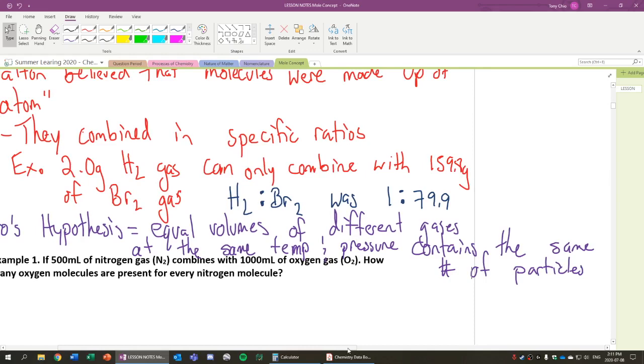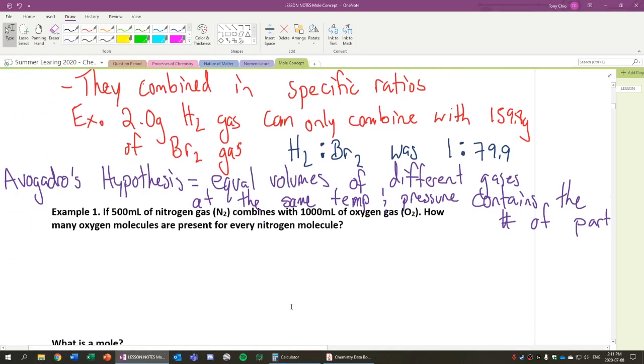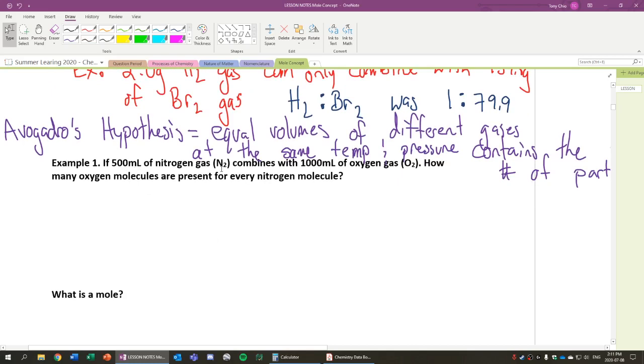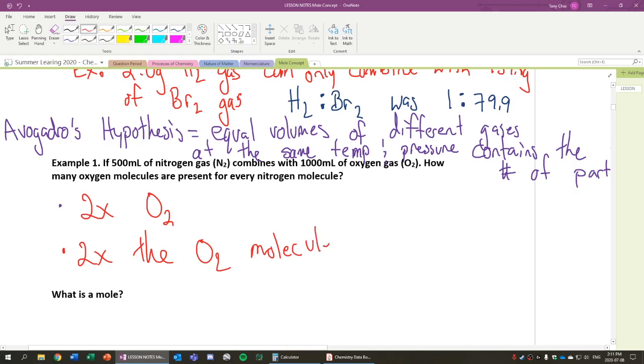And this Avogadro's name is going to come back again in this unit. But let's look at this example here. If 500 milliliters of nitrogen gas combines with 1,000 milliliters of oxygen gas, how many oxygen molecules are present for every nitrogen molecule? Well, based on Avogadro's hypothesis, if equal volumes contain the same number of particles, then what happens if you have twice the amount of volume of oxygen gas? Well, in this case, because there's 2 times oxygen, what that means is you will have 2 times the O2 molecules versus N2 molecules.